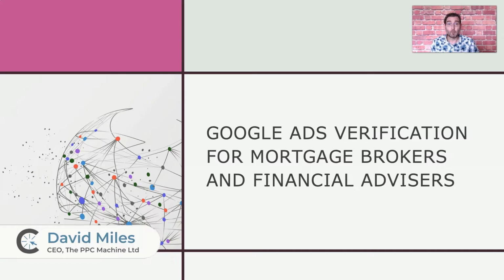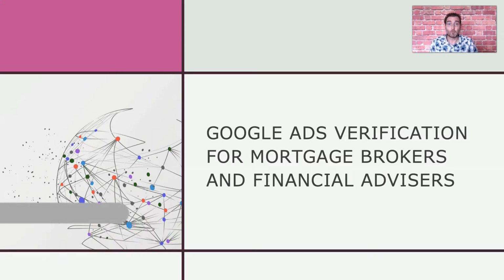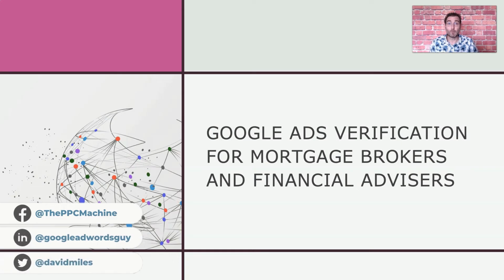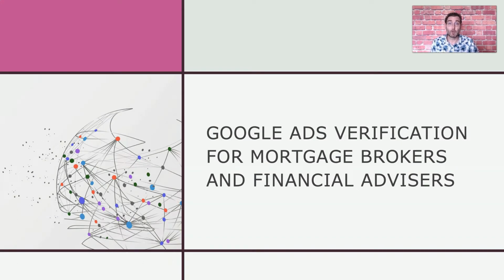Now, one of the things I'm being asked about quite a lot recently is the verification processes that mortgage brokers and financial advisors have to go through if they want to run Google Ads. And I'm finding quite a few advisors are getting a bit confused about it, or the networks that they work through are confused about it. So I thought I'd make this quick video to explain what the verification requirements are and show you how you can apply for verification so you can get your Google Ads up and running as quickly as possible. So stay tuned and I'll show you everything you need to know.